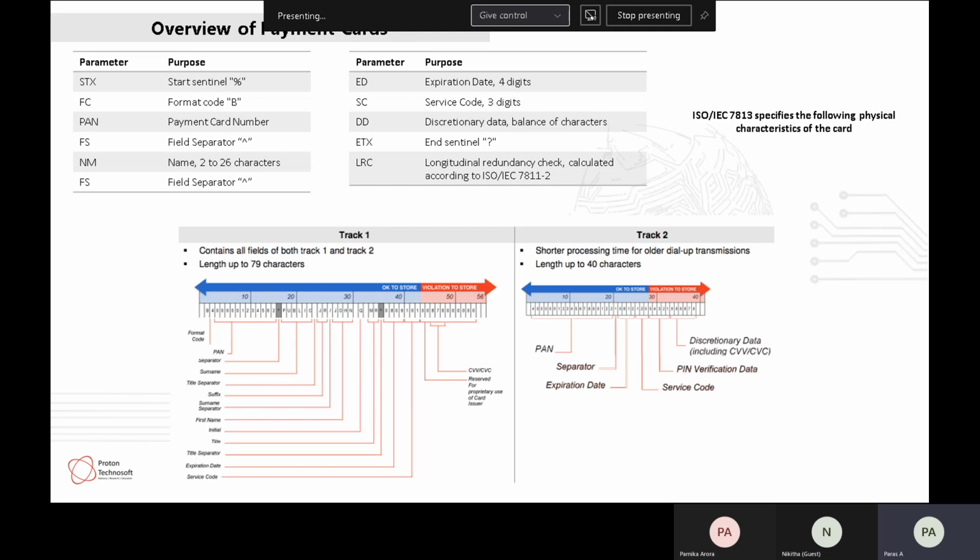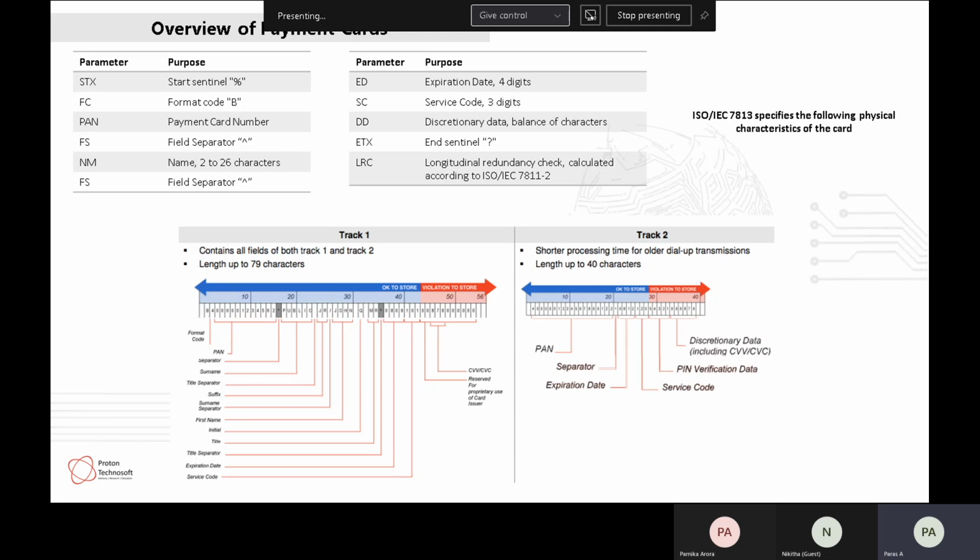Then we have DD, which is the discretionary data or the balance of characters. In this DD, we have our CVV2 digits, which is 3 digits. These are also stored in this DD section. And then the end sentinel, the question mark. At the last, we have the LRC, which is a longitudinal redundancy check bit, and this is calculated in accordance with the ISO 7811-2 standard.